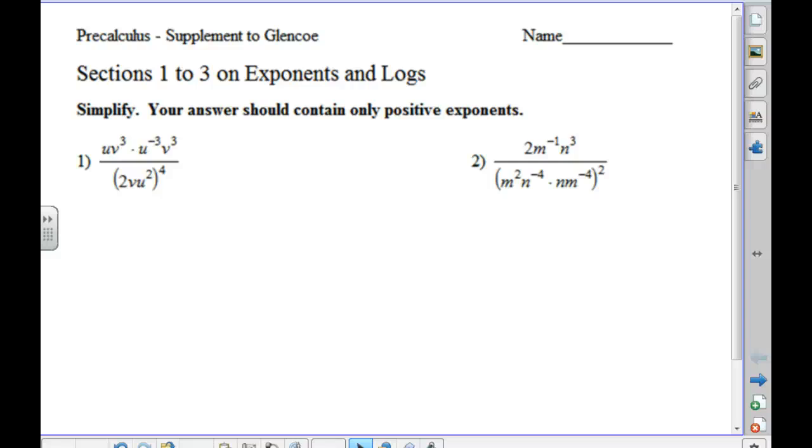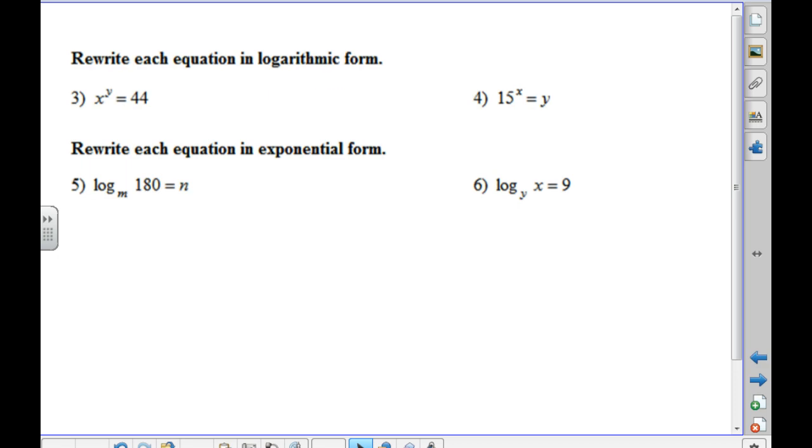Right, this worksheet should be on your desk as you came in. This is just a review and overview. Real quick, tell me how to rewrite number 3.